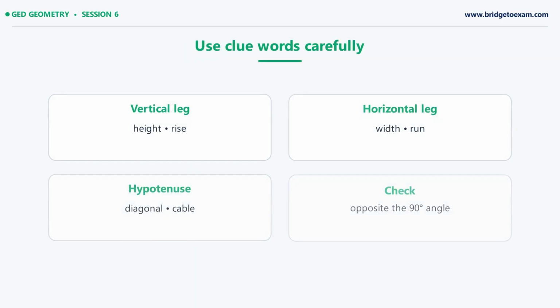Height, rise, north and south usually describe a vertical leg. Width, run, east and west usually describe a horizontal leg. Ladder, cable, ramp surface, diagonal, shortest path, and straight line distance usually describe the hypotenuse. These clues guide your sketch, but the right angle structure confirms it.